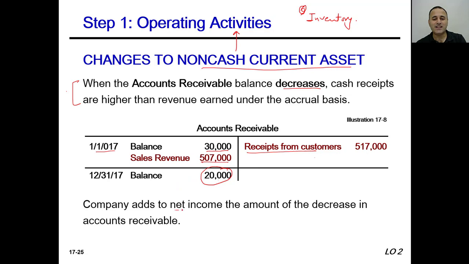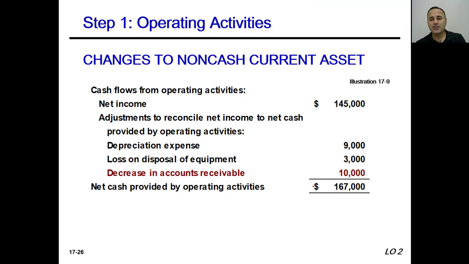So the company adds to net income the amount of the decrease in the account receivable. I will actually add the decrease in account receivable. Let me give you another simple example. My account receivable at the beginning of the year was $20, but now it's only $10. So the difference is $10. It means that I already received the difference between the two as cash. So I converted my account receivables to cash. And by how much? By $10, by the difference.